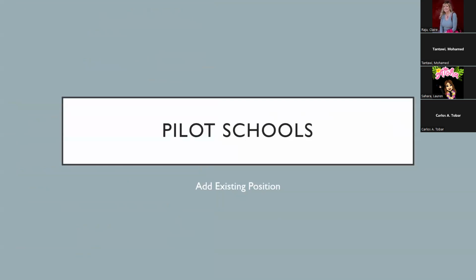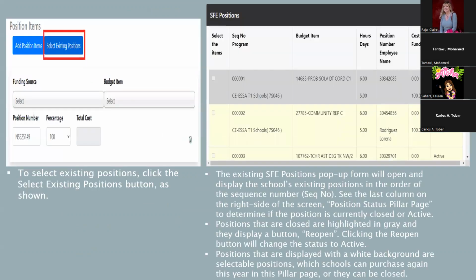Now, for the pilot schools, adding an existing position. To select existing positions, you're going to click the Select Existing Positions button as we show you in the left side of the screen. Basically, these are positions that the school purchased last year, and we need to know if you're going to roll them over this year or if you're going to close them. So the right side tells you what to do.